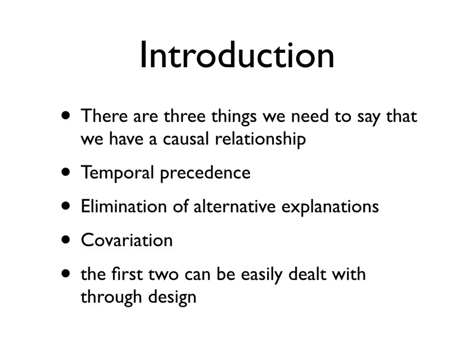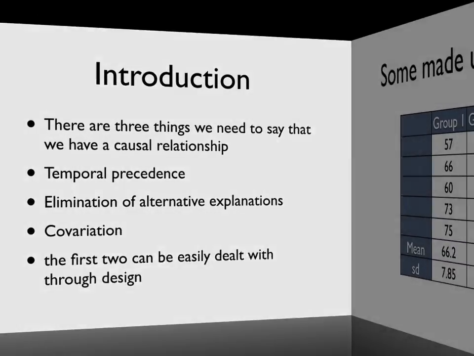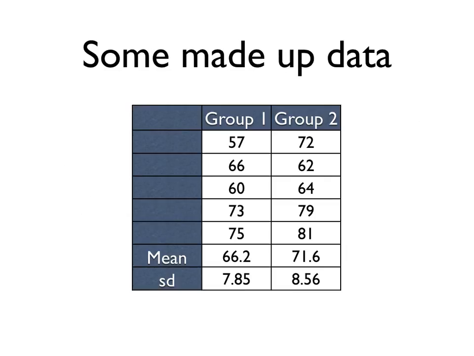The third one isn't through design. Covariation isn't through design. We find that out by doing statistical tests. Right? So I made up some data. It doesn't matter. Don't worry about copying these down. They're just numbers. Go ahead. You want to copy down numbers? You like copying down numbers?